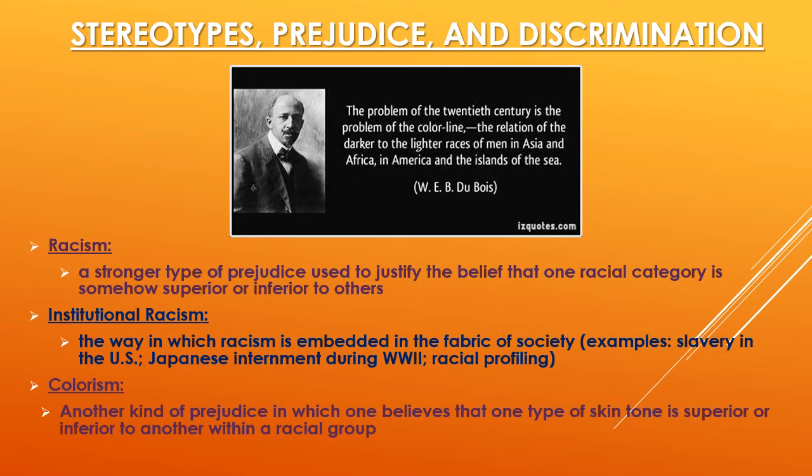Racism is defined as a stronger type of prejudice used to justify the belief that one racial category is somehow superior or inferior to others. Going a step further, institutional racism is defined as the way in which racism becomes embedded in the fabric of society. For example, racism against non-white individuals led to slavery in the United States, which was undergirded and reinforced by legislation, meaning an institutional undergirding of the practice.